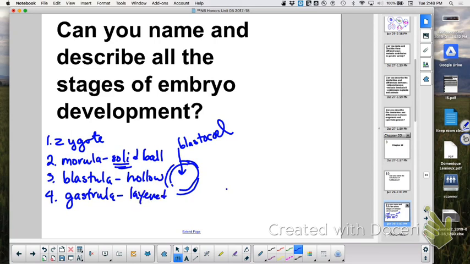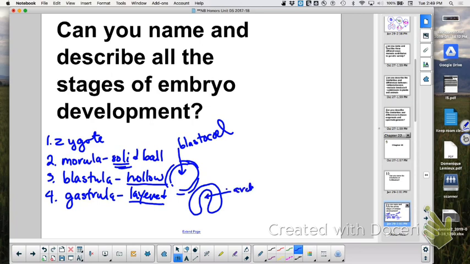So it goes solid. Guys, you're too loud over there. Solid, then what? Hollow, then layered. Right? Yeah. That layered ball of cells, at first there's just ectoderm and endoderm. Then there's ectoderm, mesoderm, endoderm. Right? And when you have that layered ball of cells, what do you call that new cavity?